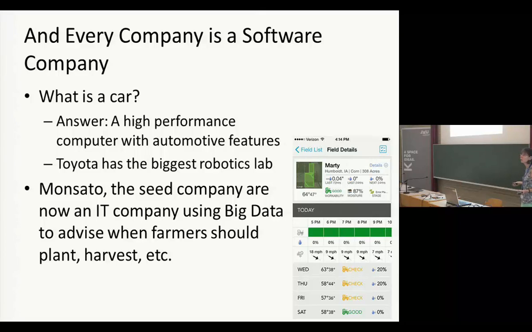Toyota has a huge robotics lab. Uber bought CMU's robotics lab up. They're putting an enormous amount of effort into IT. Monsanto used to be a seed company. It now sees itself as an IT company because it uses big data to advise farmers exactly when to harvest. They should harvest this bit, because this is what's happening with the weather. Again, what kind of security are all these people doing?